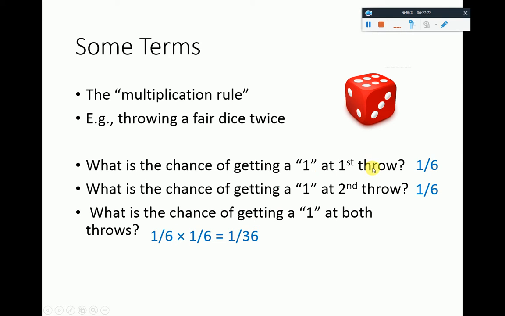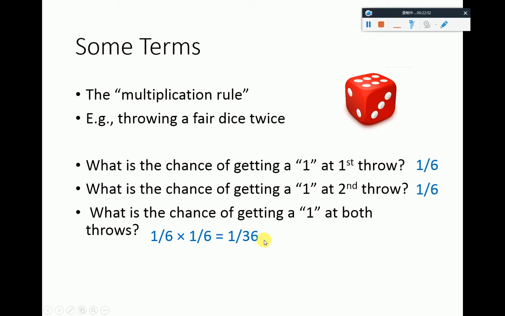So the probability of observing a 1 at the first throw will be 1 over 6, and the probability of observing another 1 at the second throw, which is totally independent of the first throw, is also 1 over 6. Then the chance of getting 1 at both throws, the joint probability, will be 1 over 6 times 1 over 6. That will be 1 over 36. That makes sense, right?